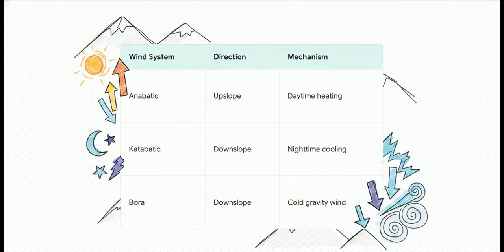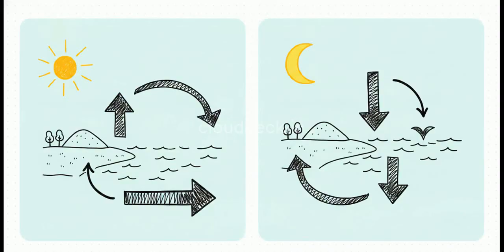So the crucial point here is the specific aviation hazards these create. Katabatic and bora winds in particular can generate sudden, incredibly violent downslope wind shear right on your approach paths. You definitely want to watch out for those. Finally, we have your classic coastal systems. The sea breeze is a daytime onshore flow.